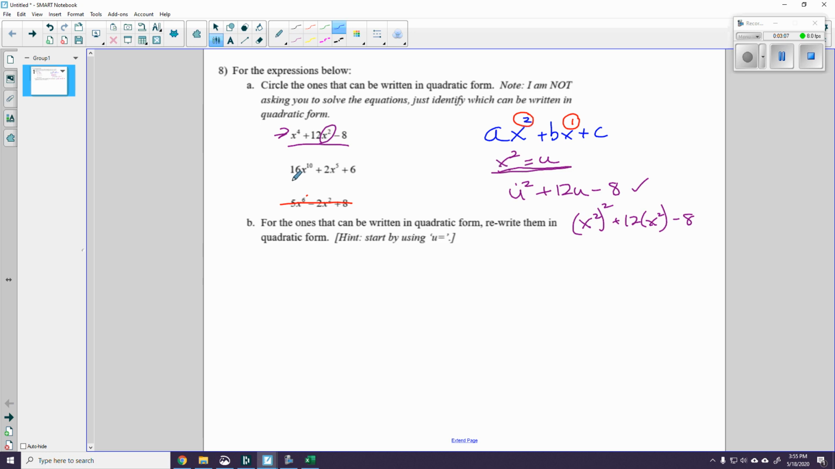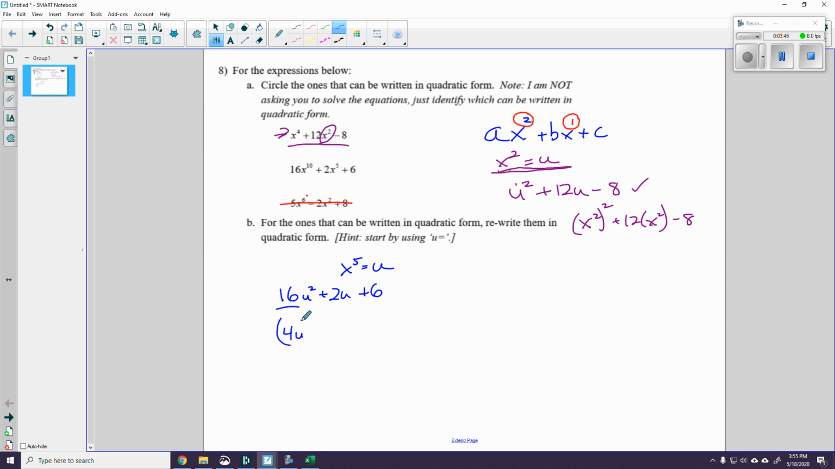The next one says 16x to the 10th plus 2x to the 5th plus 6. So I'm going to say x to the 5th equals u. Then I'm going to get 16u squared plus 2u plus 6. And that's a perfectly legitimate answer. But to make it even a little bit nicer, I would see that 16 is 4 squared.